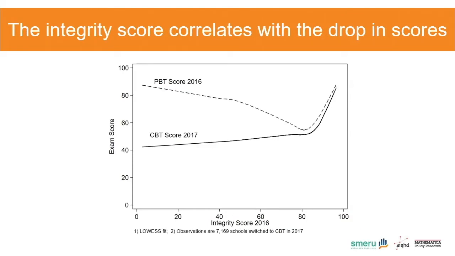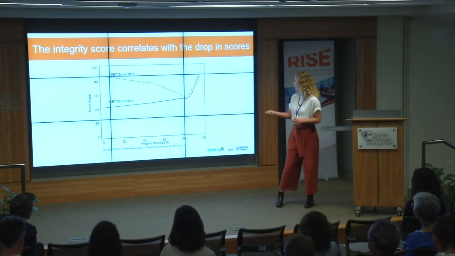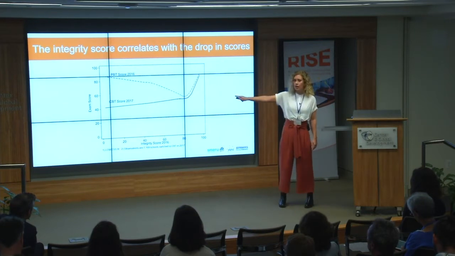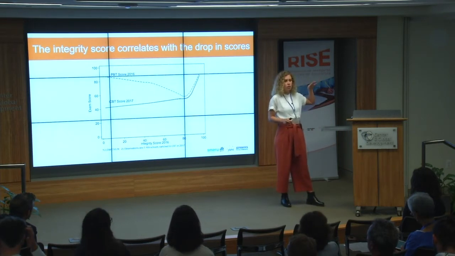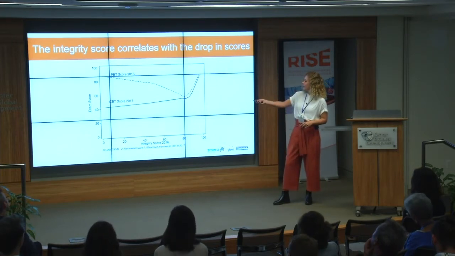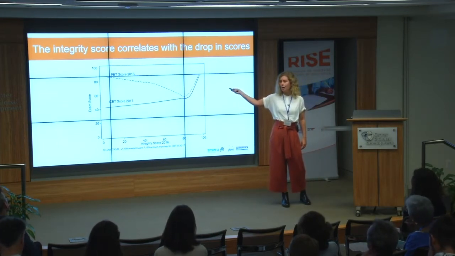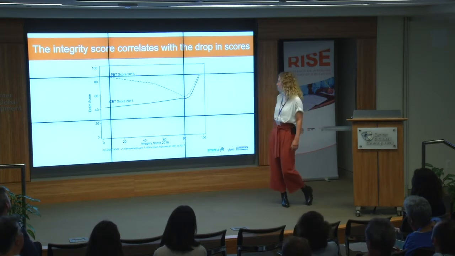Here you see this correlation between the integrity score and the drop in scores, as I said before. So on the x-axis you have the integrity score. This is the group of schools that switched to CBT in 2017, and then their paper-based scores in the year before, in 2016. As shown in the previous graph, the schools with the low integrity scores scored very high on the paper-based exam, but now that they're doing the computer-based exam, they actually halved their average score.